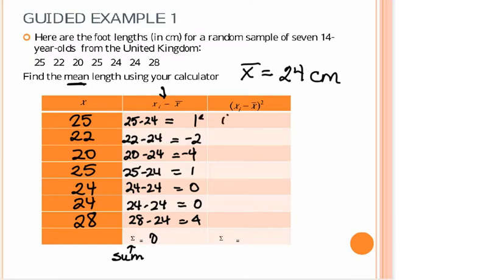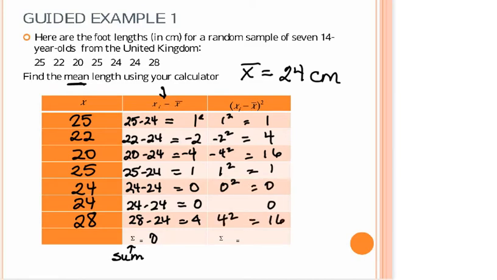So I know that 1 squared is 1. -2 squared is 4. -4 squared is 16. 1 squared is 1. 0 squared is 0. And 4 squared is 16. When I sum this, I'll have 32 plus 6 is 38. So the sum of the squared differences is 38.